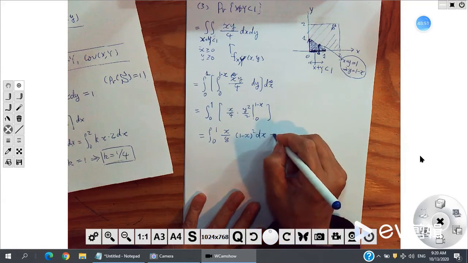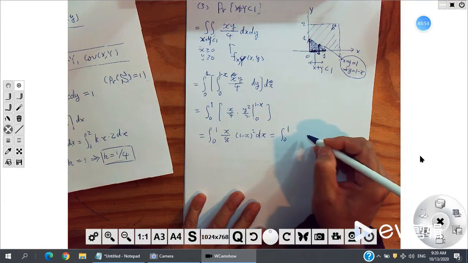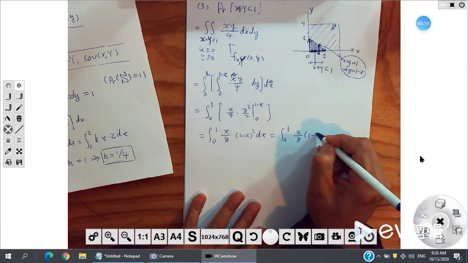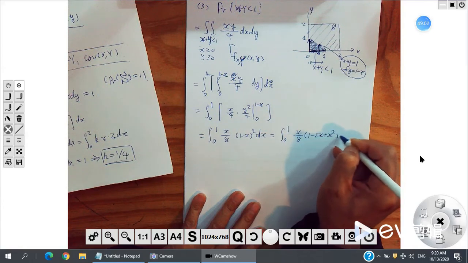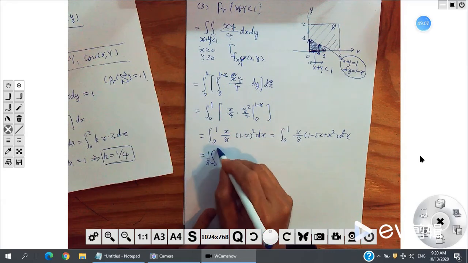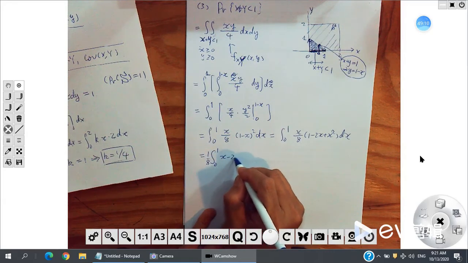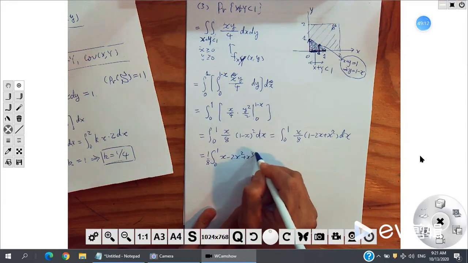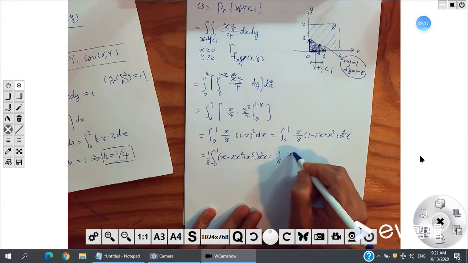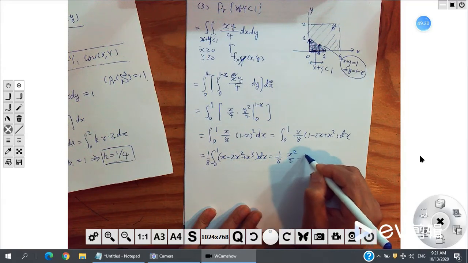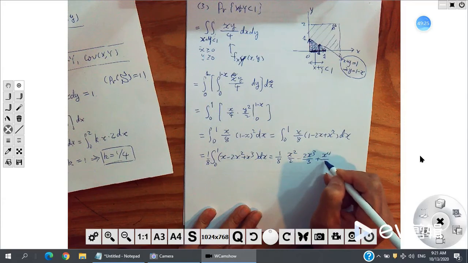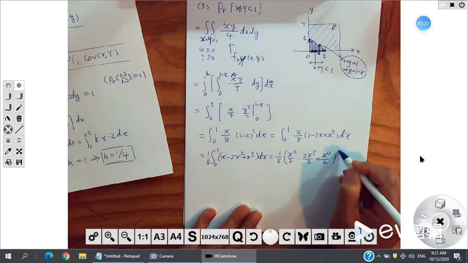Okay, so I need x over 8 times 1 minus 2x plus x squared dx. So this is 1/8, I move it in front, and here's x minus 2x squared plus x cubed dx. Each term: x squared over 2 minus 2 times x cubed over 3 plus x to the fourth over 4, running from 0 to 1.